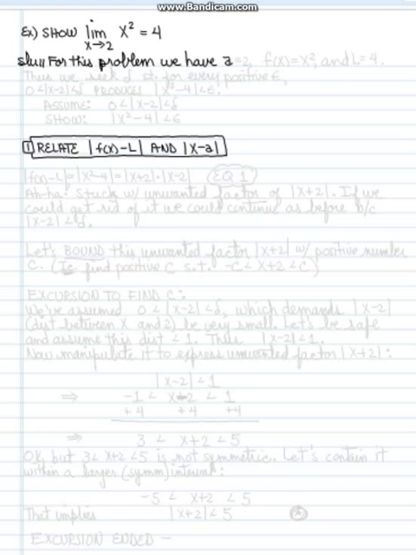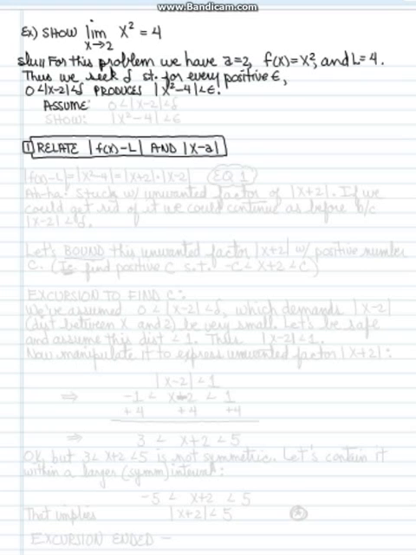is equal to 4. Thus, we're seeking the distance delta such that for every positive epsilon, 0 less than absolute value of x minus 2 less than delta produces the absolute value of x squared minus 4 less than epsilon. All right, to prove this, we're going to make an assumption like we've been doing. Assume that 0 less than absolute value of x minus 2 less than delta, and then show the absolute value of x squared minus the limit 4 is less than epsilon.